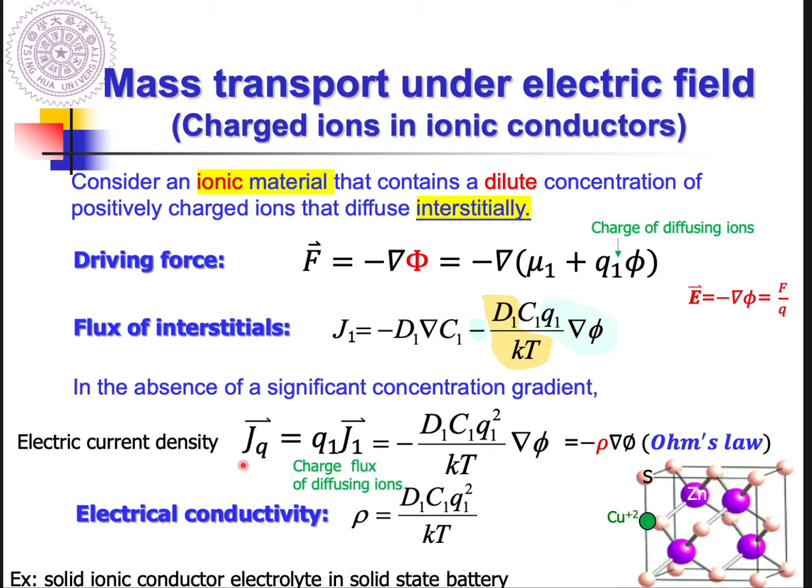And this current density always obeys Ohm's law. So comparing these two terms, you can get the electrical conductivity of these doped ionic materials, which is associated with the diffusivity of this doped particle, these interstitial ions in this matrix, and also the concentration of these positive ions and the charge carried on these ions.